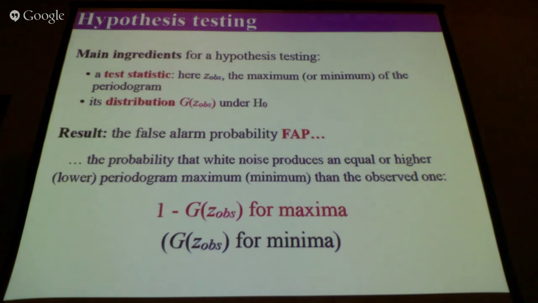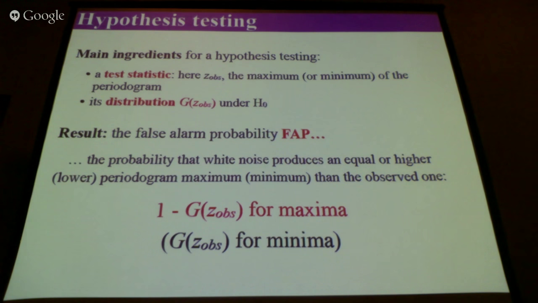Now, speaking about hypothesis testing, you need a test statistic. Our test statistic is the maximum or minimum of the periodogram. And what is crucial is its distribution under the null hypothesis. If you have this, then you can compute the probability, a sort of measure of plausibility, that a white noise sequence produced this periodogram maximum or minimum. And then you can quantify this just by computing 1 minus G of z-obs for maxima, or G of z-obs for minima. The crucial question, as I said, is the knowledge of the distribution.